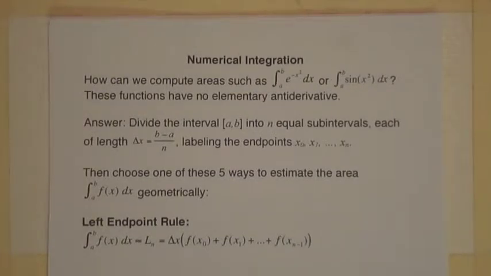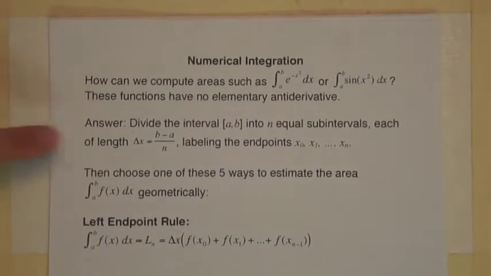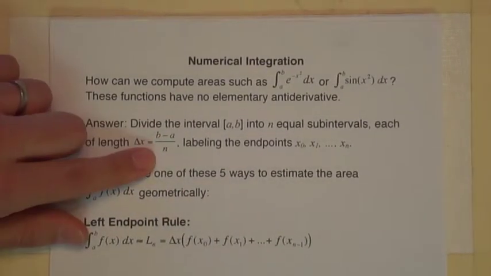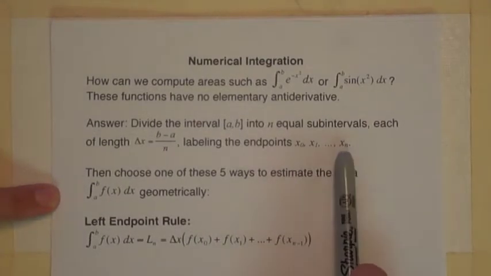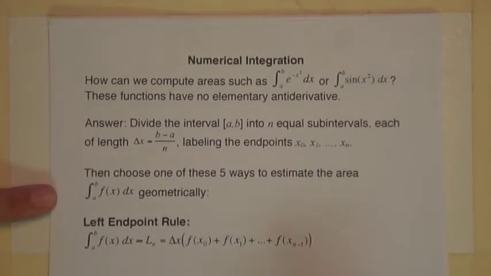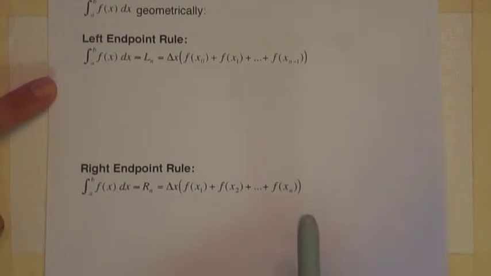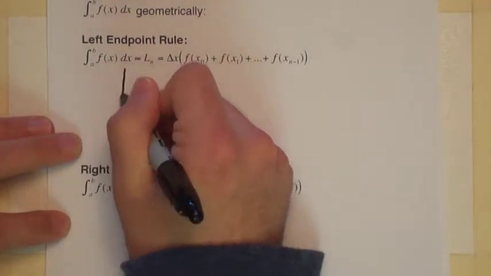So what we're going to do is divide the interval from a to b into equal subintervals, each of length delta x, which is the length of the interval, b minus a, divided by n, how many intervals there are. And we're going to call the endpoints x0 through xn, and we're going to choose one of 5 ways to estimate the area geometrically. The first way is called the left endpoint rule.